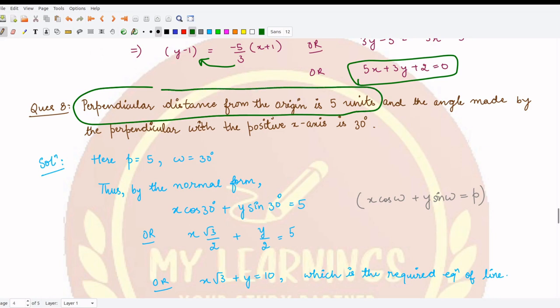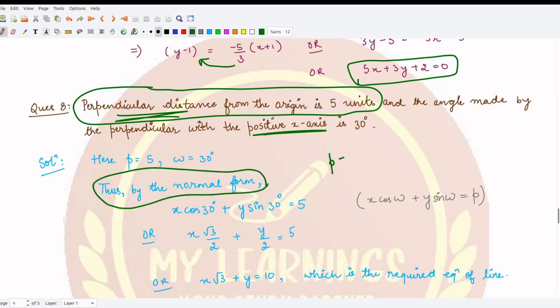So in this case we have another formula, particularly using the perpendicular distance and the angle made by this perpendicular with the positive x-axis. Remember the normal form of equation that we have studied. In that we use the value of p as the perpendicular distance. It is given to us as 5, and the angle which this perpendicular makes with the positive x-axis is 30 degrees. So that means the value of omega is 30 degrees.